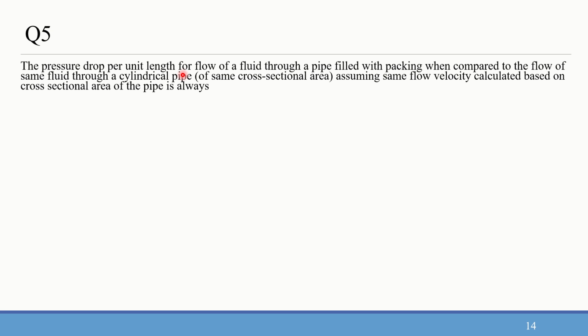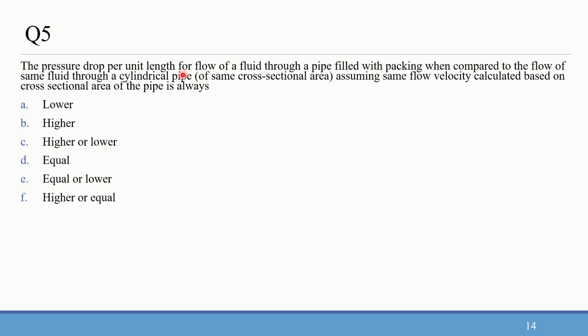So again I'll give you guys a minute, so just take it to analyze the situation and we can discuss. So I'll give you the options first. Option A, lower. Option B, higher. Option C, higher or lower. Option D, equal. Option E, equal or lower. Option F, higher or equal. Option G, all of the above.